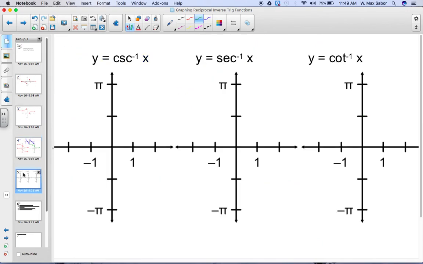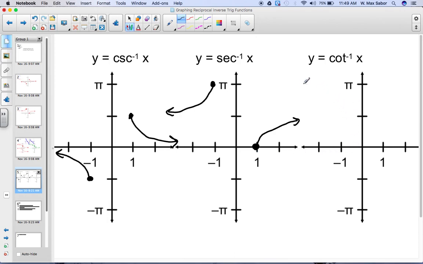So synthesizing these three ideas, arccosecant has these two boundary points, goes to an asymptote at the x-axis, and is not defined between -1 and 1. Arcsecant is very similar. It's defined with two endpoints. It has an asymptote at π/2, and it's not defined between -1 and 1.